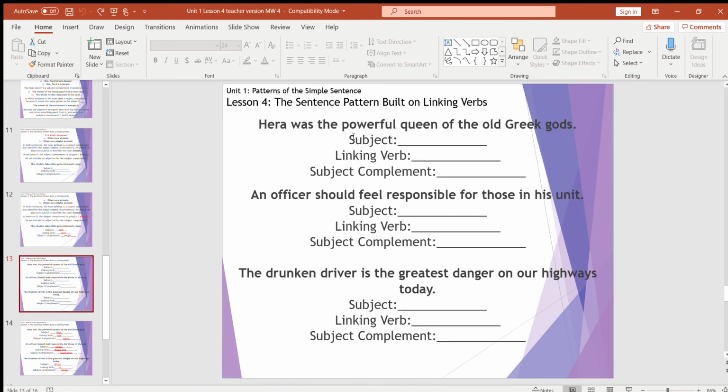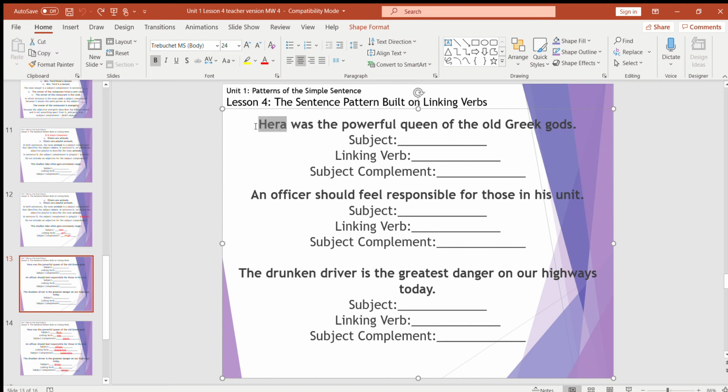Okay. Hera was the powerful queen of the old Greek gods. So same way we just did, find the linking verb first. And remember, this is where the forms of be come in handy, okay? These are the words that you need to memorize. It'll make your life so much easier if you just memorize them. We got was. So, linking verb was. Who or what was?